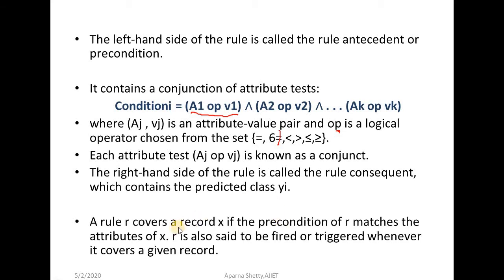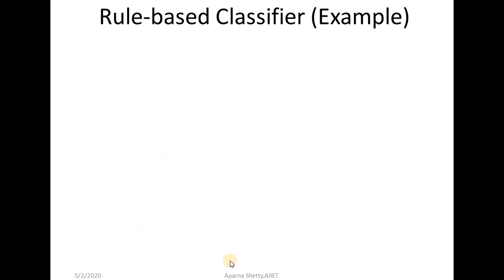A rule R covers a record X if the precondition of R matches the attributes of X. R is also said to be fired or triggered whenever it covers a given record. Let us see an example of a rule-based classifier.